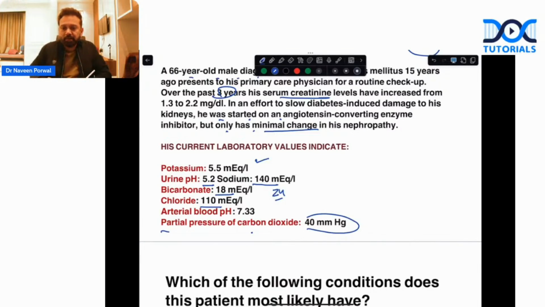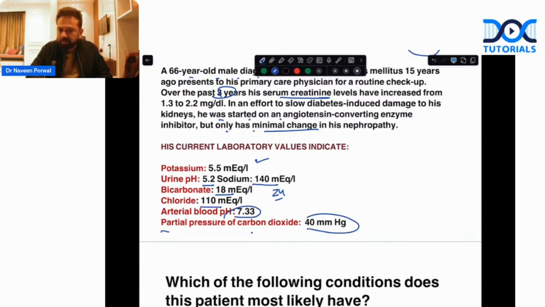Tell me, what is that? Bicarbonate should be 24, but it is 18, so what is your diagnosis? pH is 7.33, a bit on the lower side, you can say. What do you think about this clinical scenario?